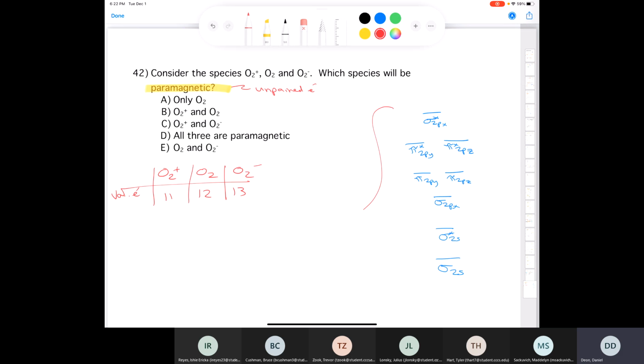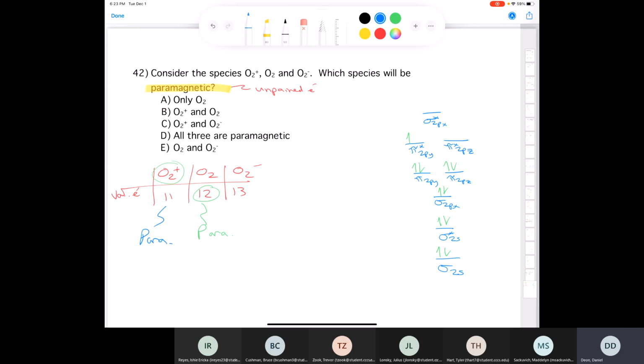Now I've just put up the valence molecular orbitals here. So why don't we start with O2? We'll start with these 12 electrons. 1, 2, 3, 4, 5, 6, 7, 8, 9, 10, 11, 12. This has unpaired electrons, and so it is going to be paramagnetic. Let's try O2 plus 1. All I would have to do is remove one of those electrons. You can see that I still have an unpaired electron. And so that means that O2 plus is also paramagnetic.